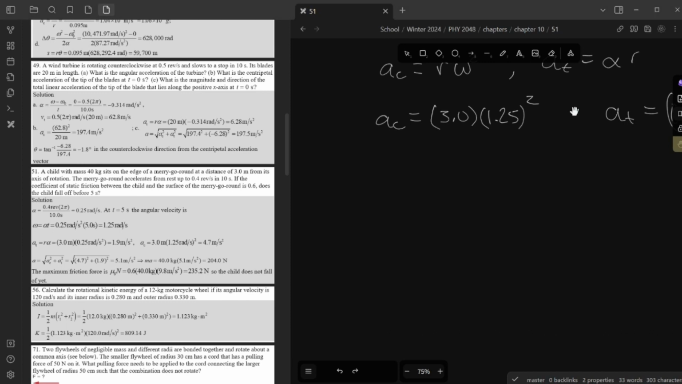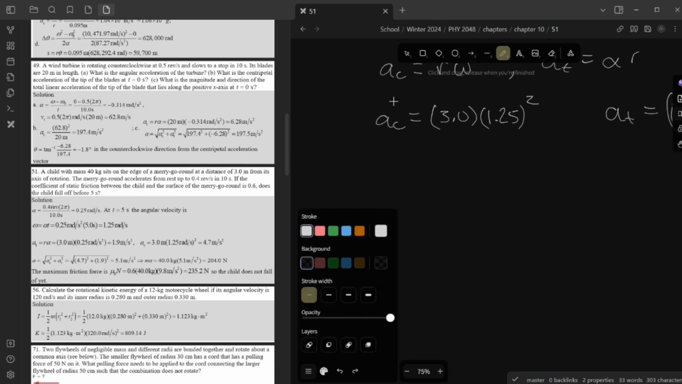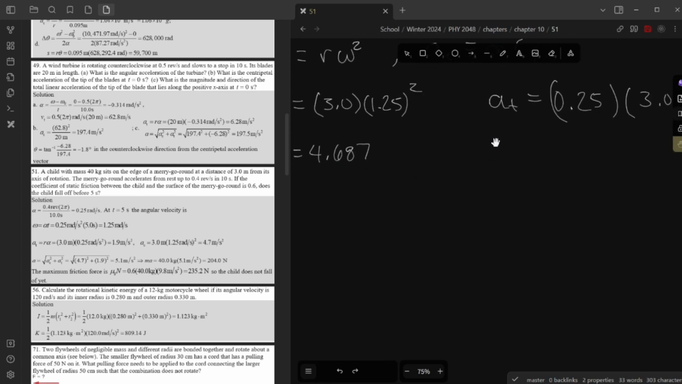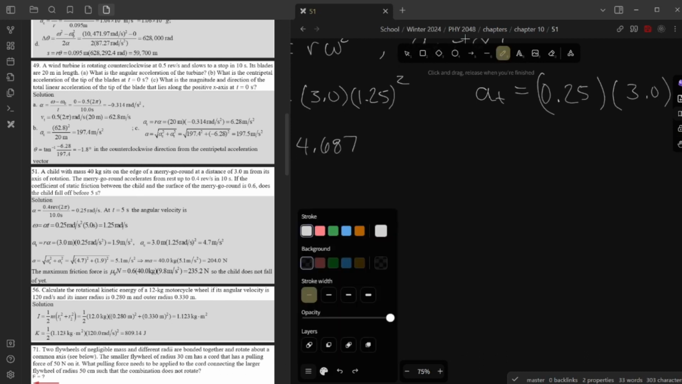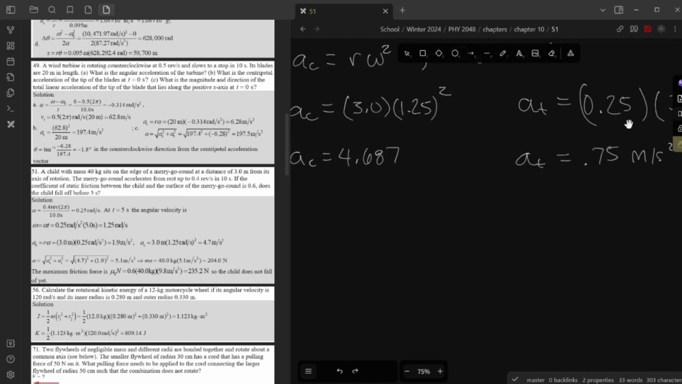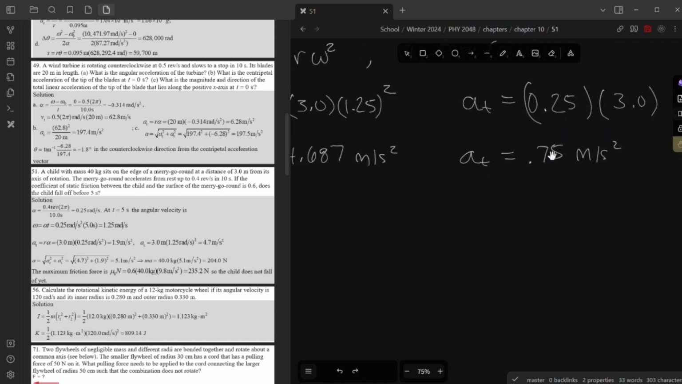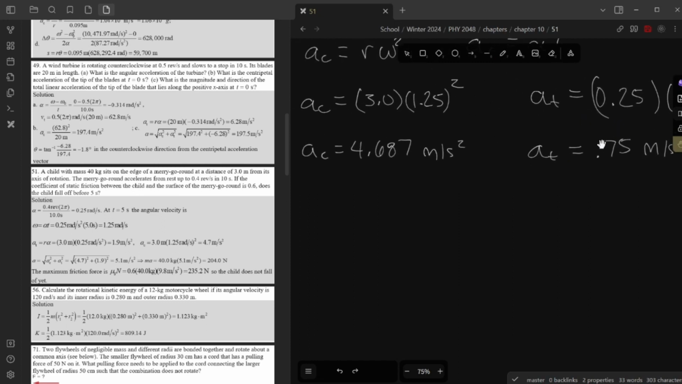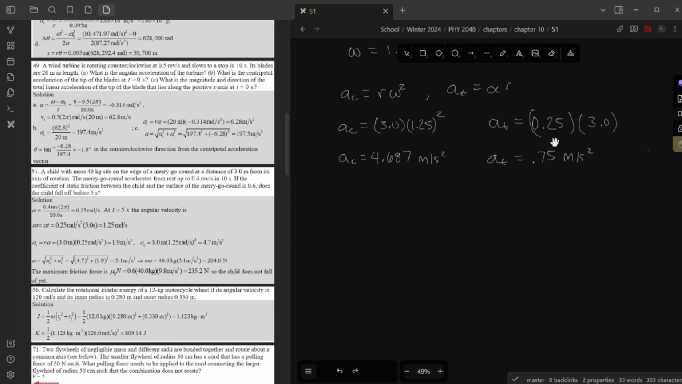For the centripetal, it's just 3 times 1.25 squared, and we get a value of a sub c equals 4.687. I'm just going to keep three decimal places, four sig figs for each of these until our final answer. Then we have a sub t equals 1/4 of 3, which is 0.75 meters per second squared. Since these are translational values, linear acceleration, they're going to be meters per second squared, even though they do describe a rotating object.